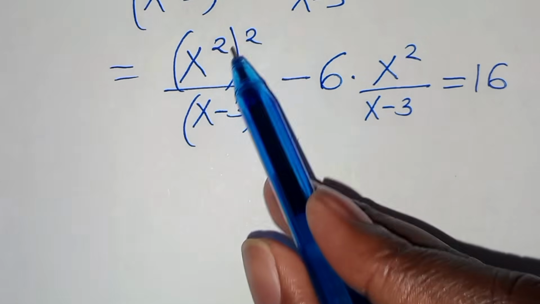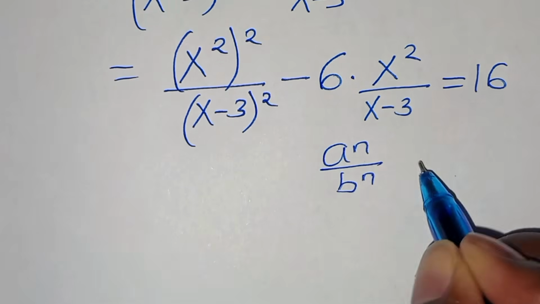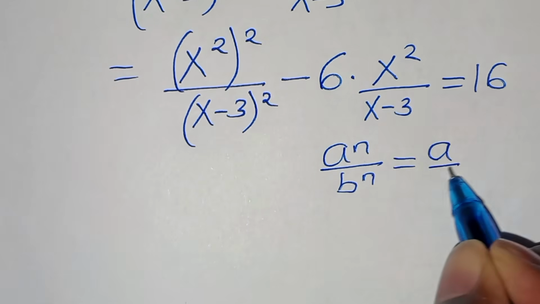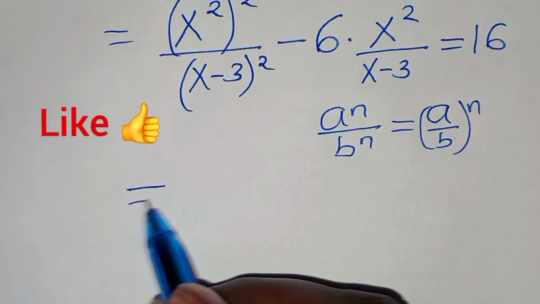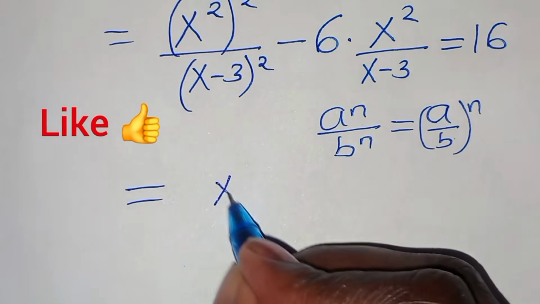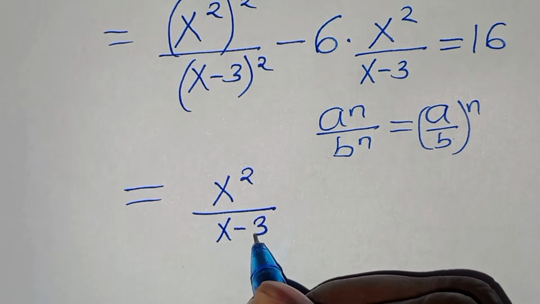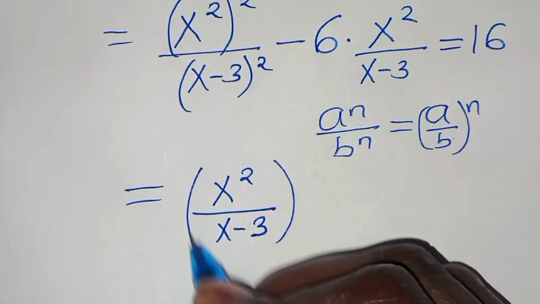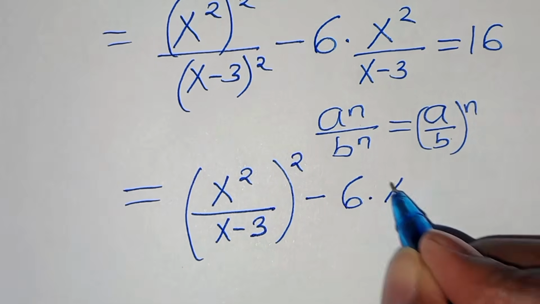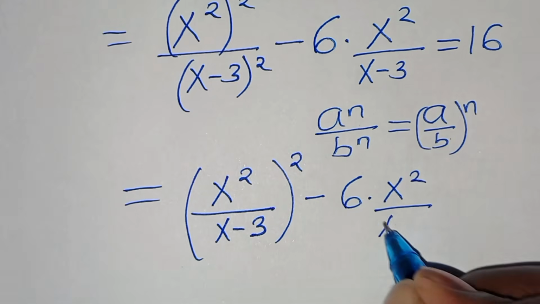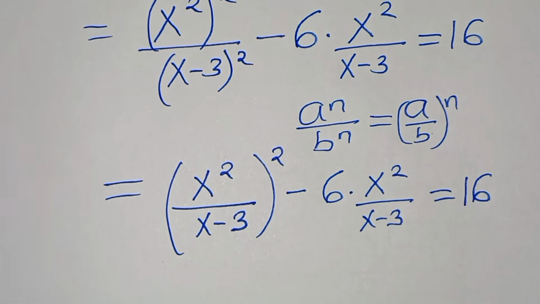Now, this is in the form of a to the power of n divided by b to the power of n, which we can express as a over b raised to the power of n. So we can express it as (x to the power of 2 divided by x minus 3) raised to the power of 2, then subtract 6 multiplied by x to the power of 2 divided by x minus 3. This is equal to 16.